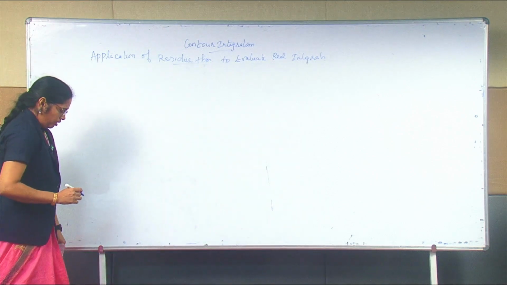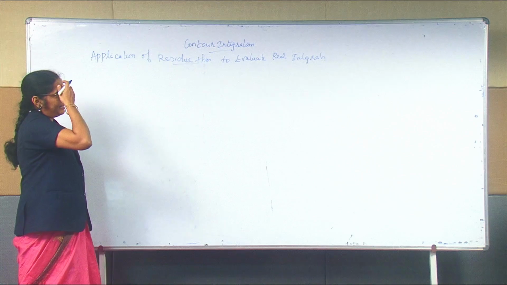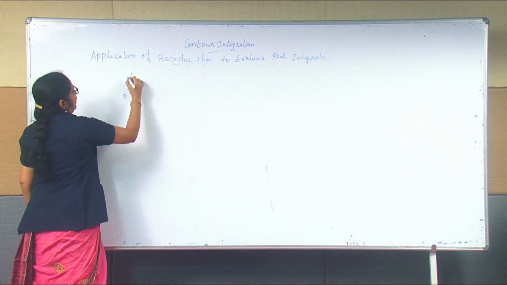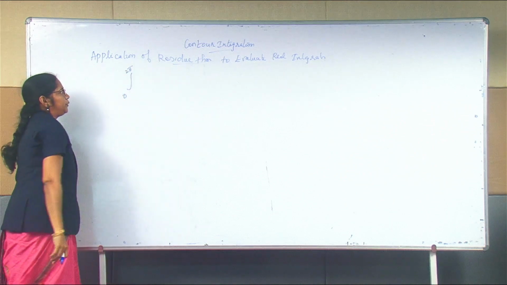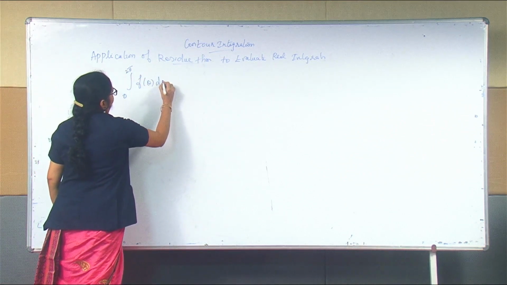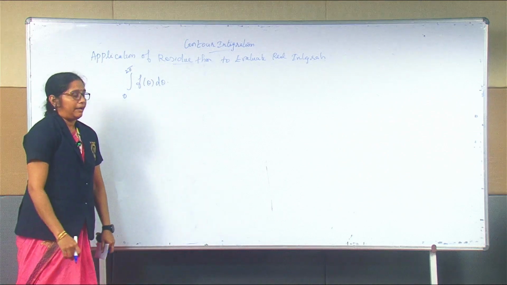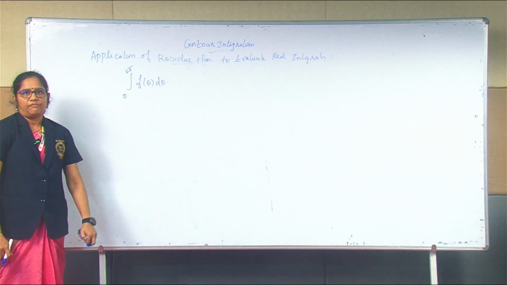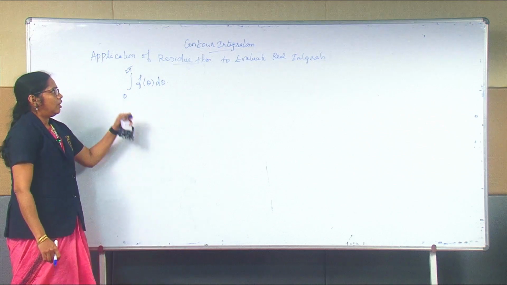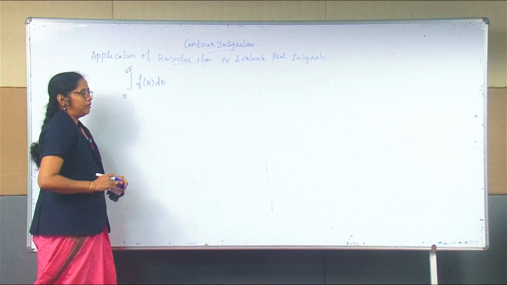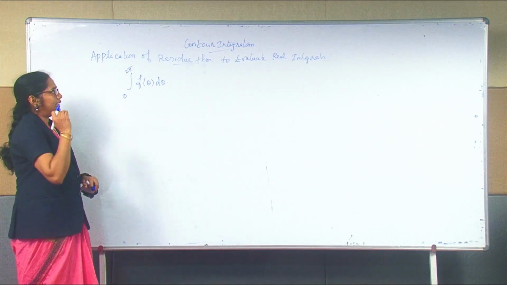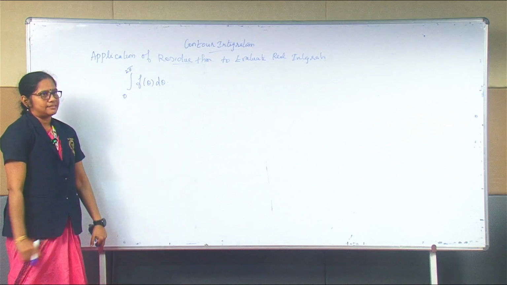Okay, now we are going to discuss the real integrals. In this session, the integral is of the form 0 to 2 pi f of theta d theta. f of theta means it is a function of theta. It may be sine theta or cos theta. Before getting to the problem, we have to discuss the relation between sine theta and the complex number z.